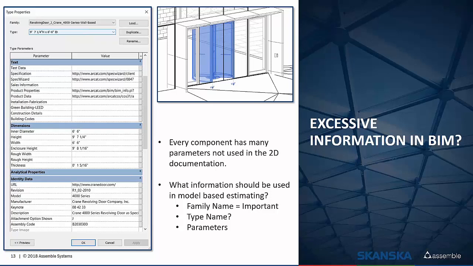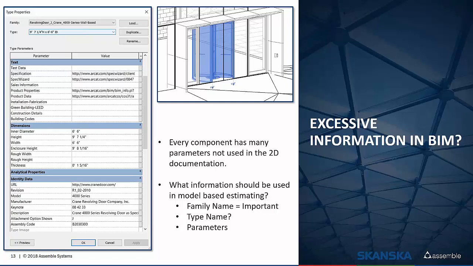So, I mean, the spec is really what's going to drive it. And you might have downloaded something from online, and it's not necessarily pertinent to the project. But one thing, the information in the example we've got on screen here is a revolving door. And what we might care about on the construction side when we're trying to do model-based estimating based off of that is the family name. We want to know what it is.